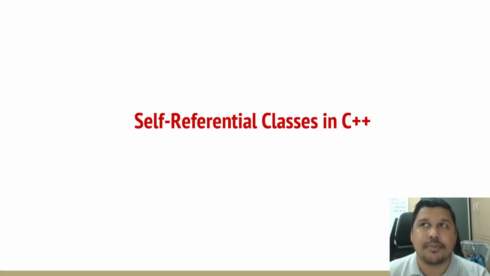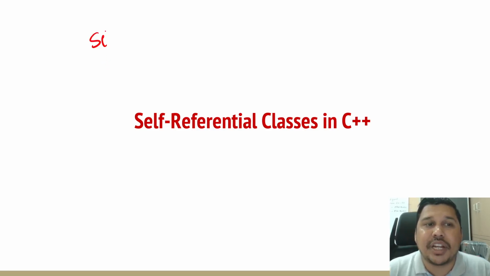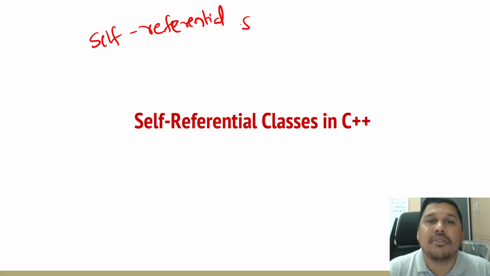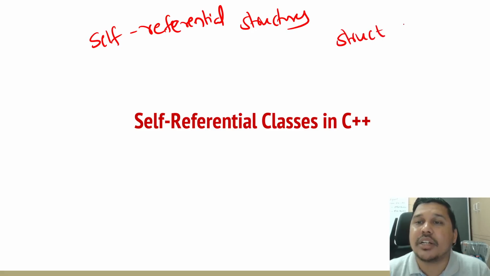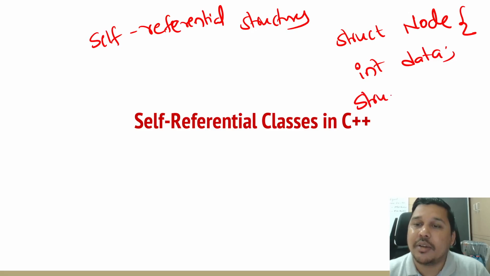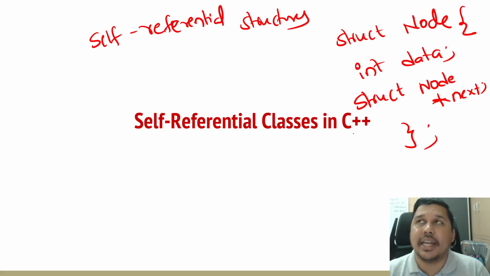Self-referential classes, right? When we studied linked lists in data structures, we used self-referential structures, if you remember. We used to create a node, struct node. Inside that we had the data part and the pointer part, struct node star next. This we used to define in a linked list structure. This is called a self-referential structure.